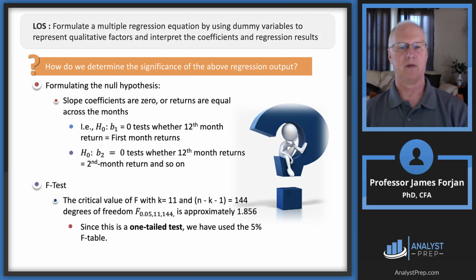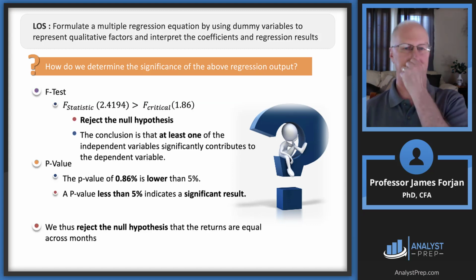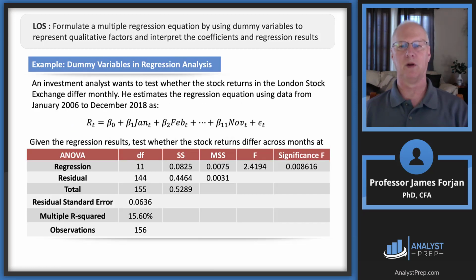So what can we say? So here's our null hypothesis: slope coefficients are 0. The critical value, what do we get there? So we have 11 degrees of freedom in the numerator, 144 degrees of freedom in the denominator. This is a one-tailed test, so that's a 1.86 critical value. And so what do we say? So our F was 2.41. Was that number back there? Yeah, there we go, 2.41.